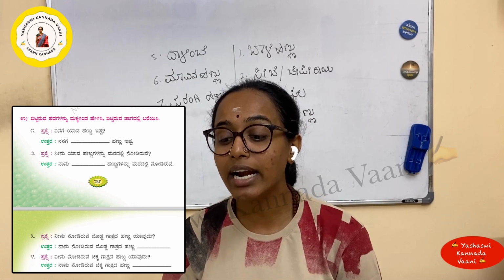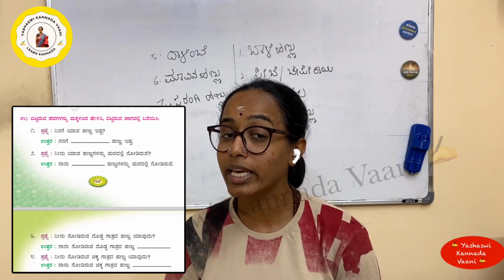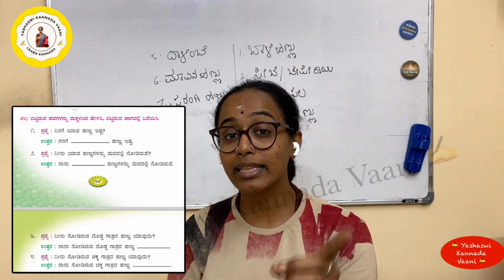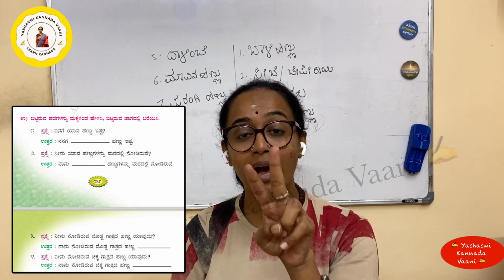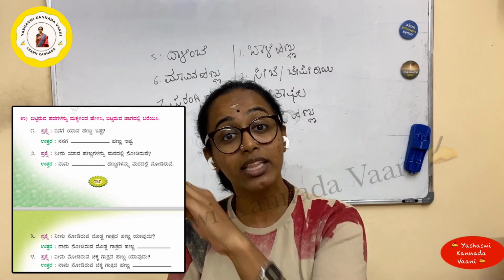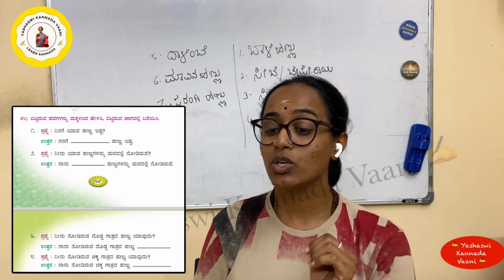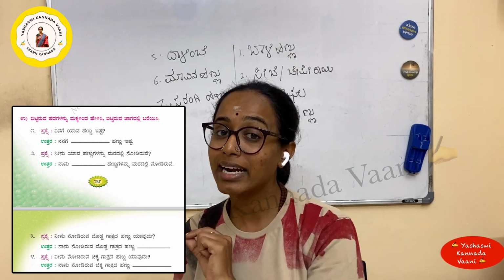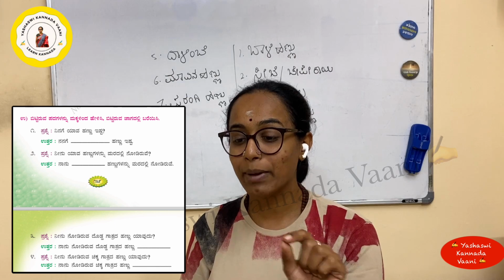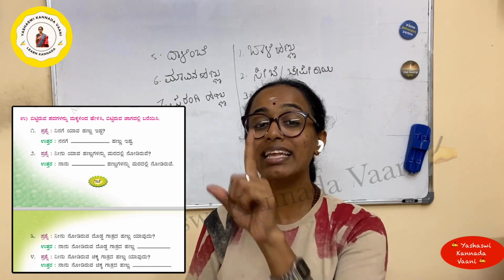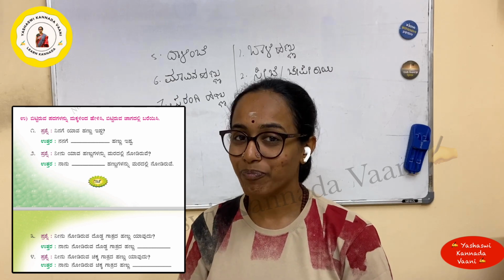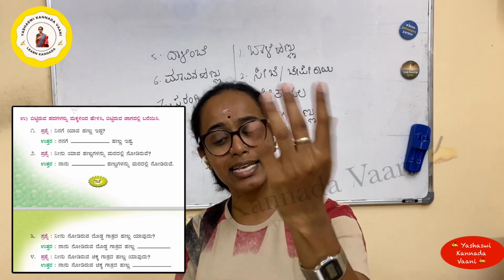Okay, next one, second question. ನೀನು ಯಾವ ಹಣ್ಣುಗಳನ್ನು ಮರದಲ್ಲಿ ನೋಡಿರುವೆ? ನೀನು, you, ಯಾವ ಹಣ್ಣುಗಳನ್ನು, which fruits, ಮರದಲ್ಲಿ, in the tree, ನೋಡಿರುವೆ, you have seen. Which fruits have you seen in the tree? So in the place of blank, ನಾನು, I, ಬಾಳೆಹಣ್ಣುಗಳನ್ನು, for example, ಬಾಳೆಹಣ್ಣುಗಳನ್ನು ಮರದಲ್ಲಿ ನೋಡಿರುವೆ. I have seen the banana in the tree. So every person, the answer will change.